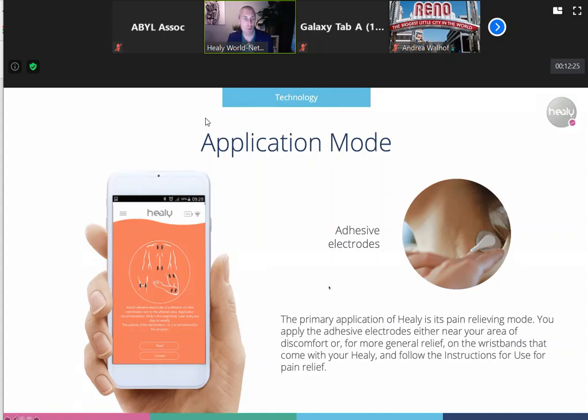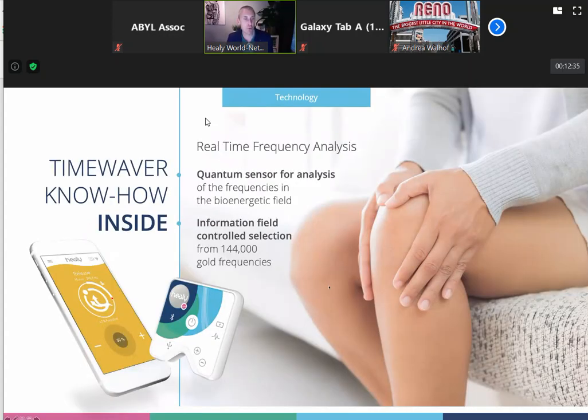And if you want to use, instead of ear clips, you can put the adhesive electrodes behind the ears for the same effect. When you have selected a program, each program contains between 50 and 400 frequencies. Most programs of, let's say, 50 to 60 minutes, have about 400 frequencies in their program.